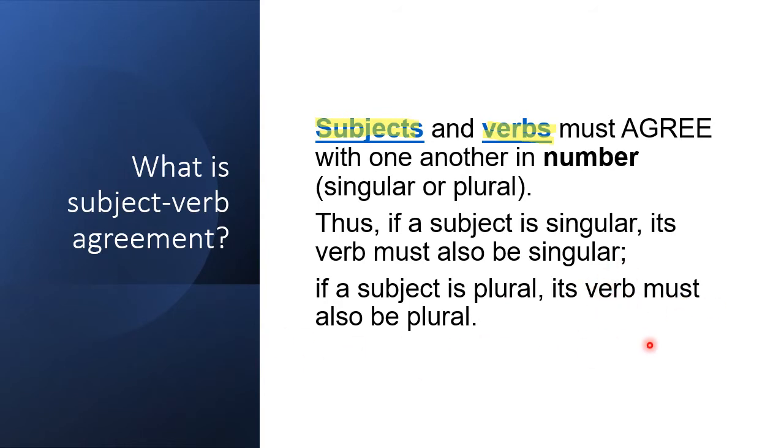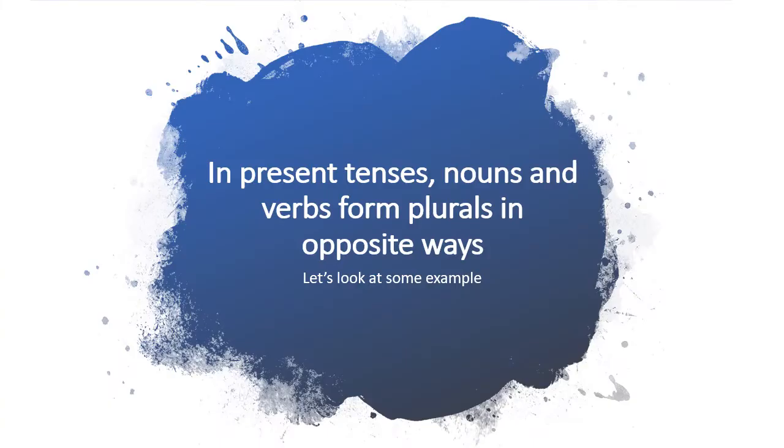So let's look at some examples. So in present tenses, the nouns and verb forms plurals in opposite ways. Now what is present tenses? Present tenses means things that happen like now or all the time. It's not like past. Tenses we have past tense, present tense, and also future tense. Nouns are kata nama, 名词, okay? And then verbs, kata kerja.